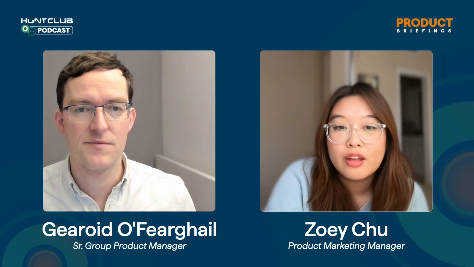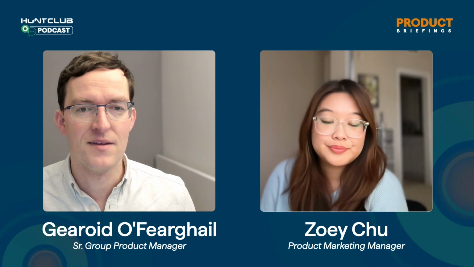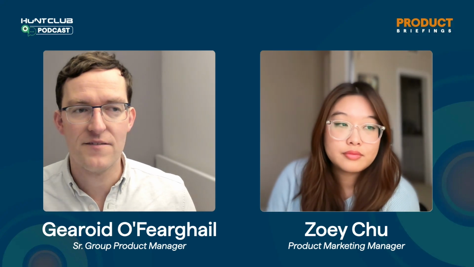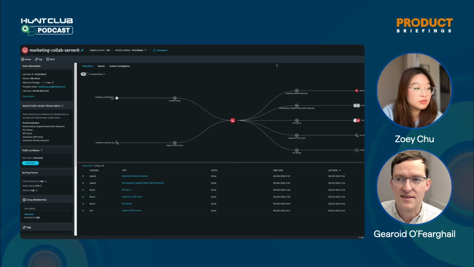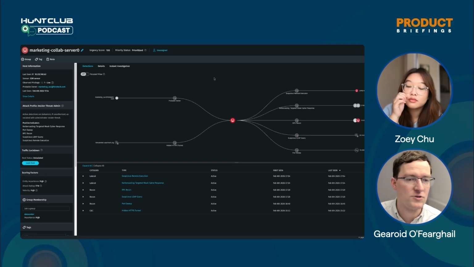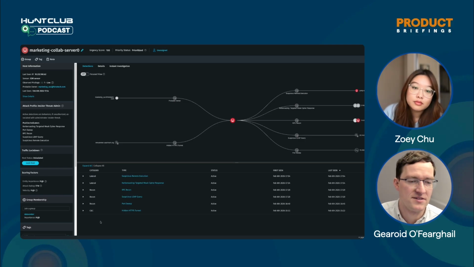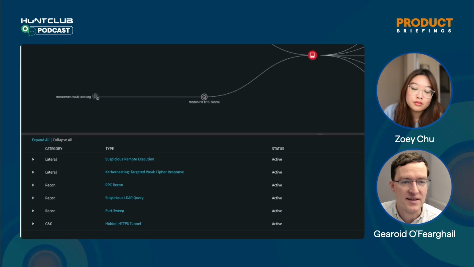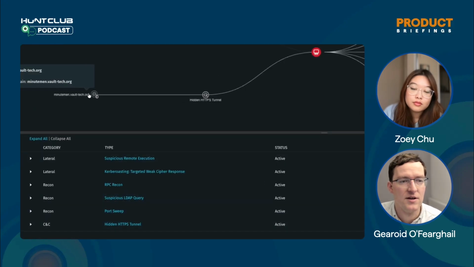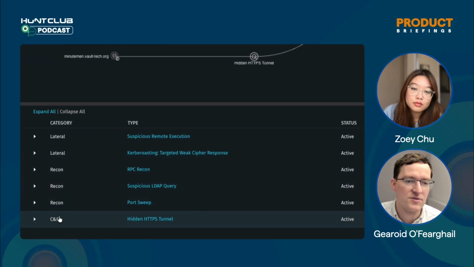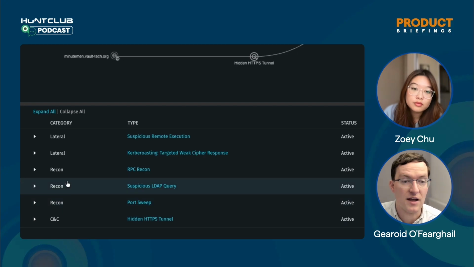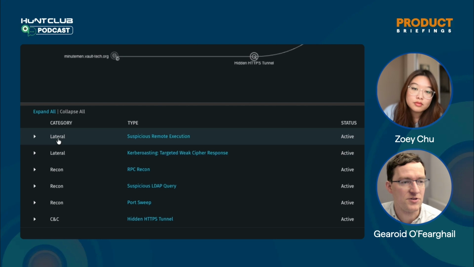I'm going to give you the screen here. So fundamentally, this is an example of a device or a host which has had a number of potentially suspicious activities happening. We see a hidden HTTPS tunnel to a suspicious domain. We see three different examples of recon activity, followed by lateral movement, including suspicious remote execution. They're obviously gearing up for impact.